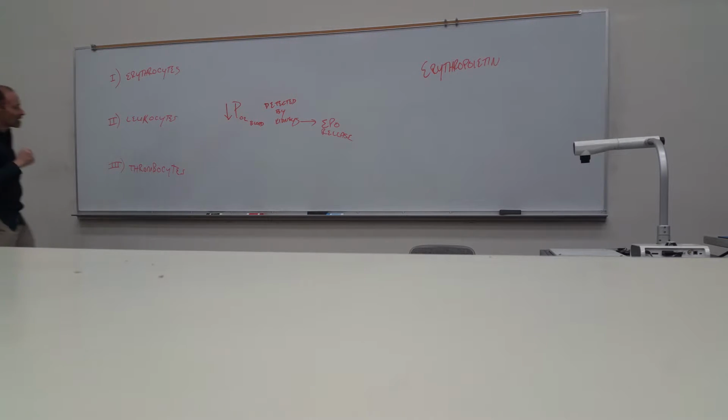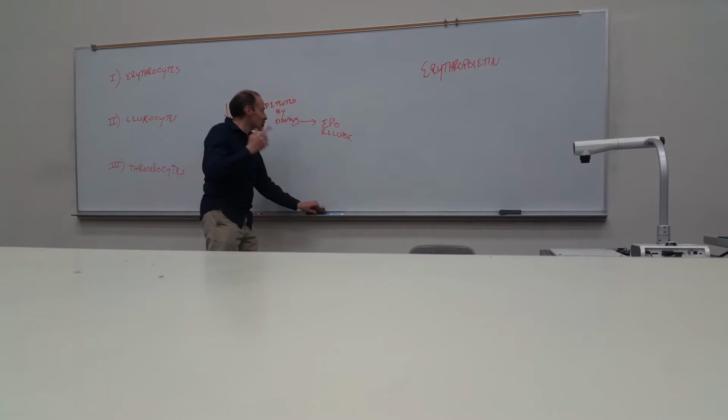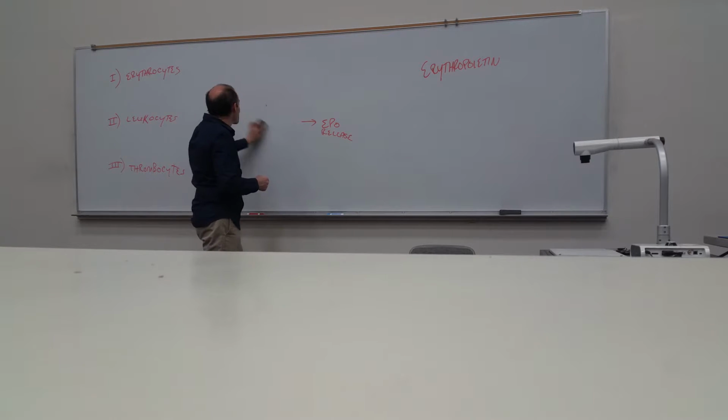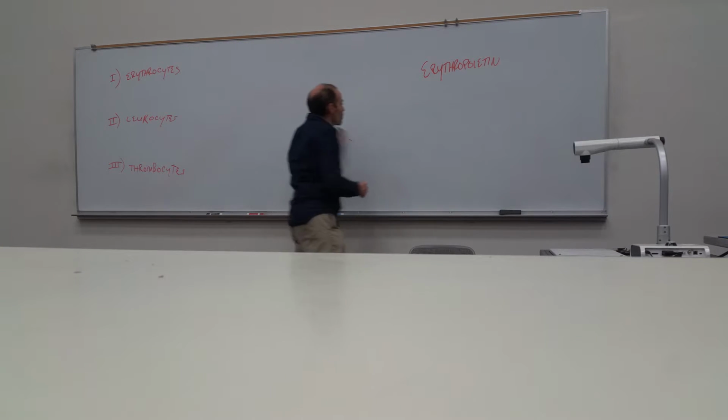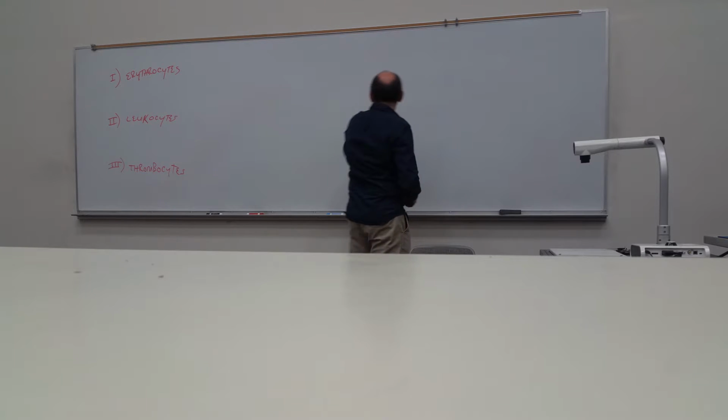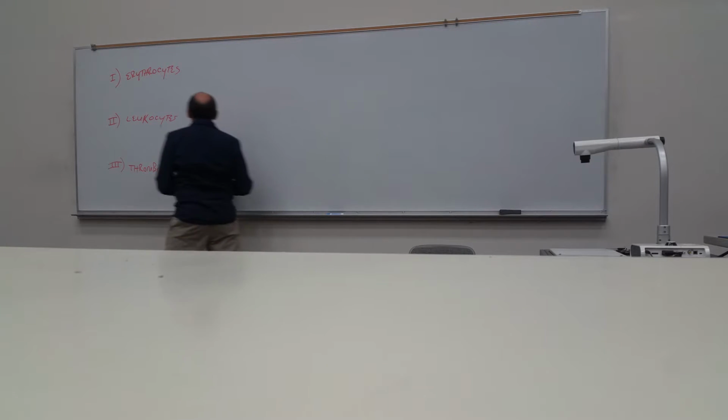Leukocytes. They're the white blood cells, but there's more than one kind of white blood cell. So we're going to have to break down Roman numeral 2 into A and B and C, etc. So let's do this.